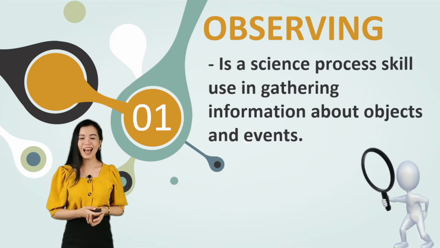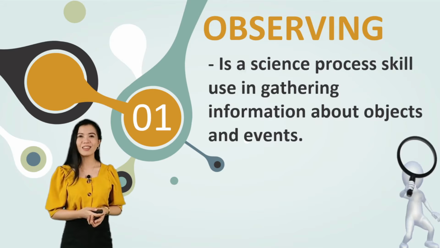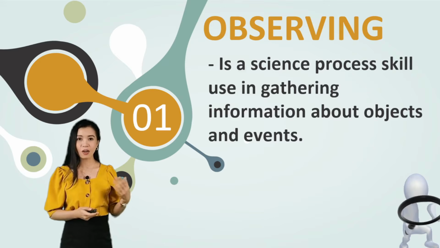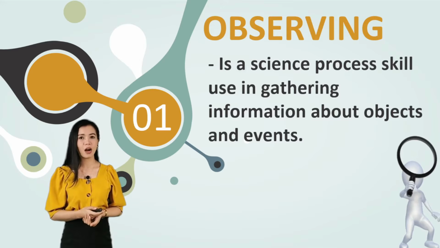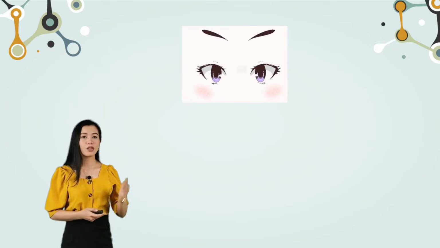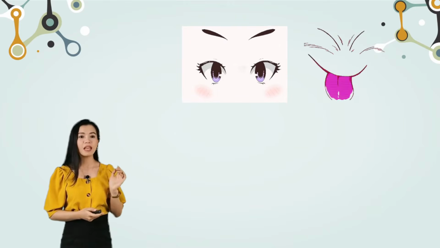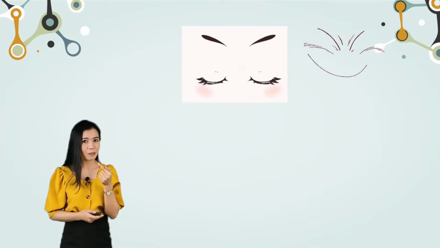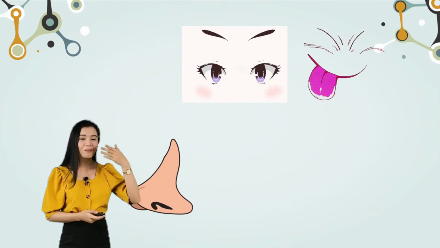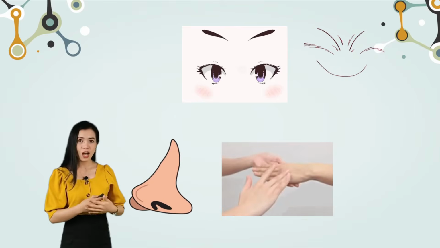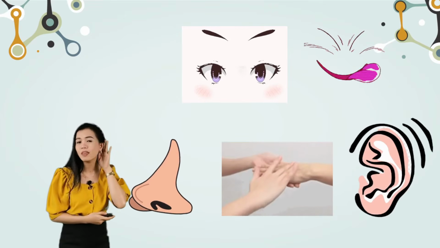Observing is a science process skill used in gathering information about objects and events. So your observations are based on what you see, what you taste, what you smell, what you touch, and what you hear.